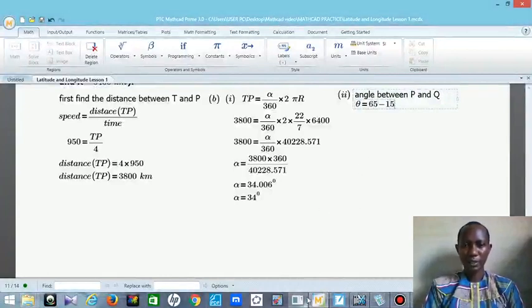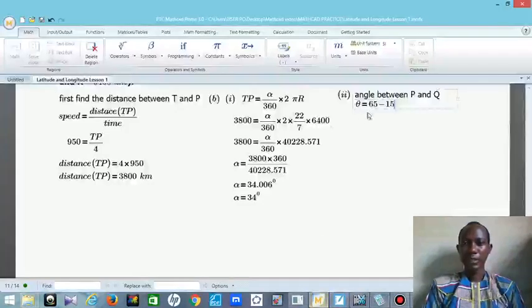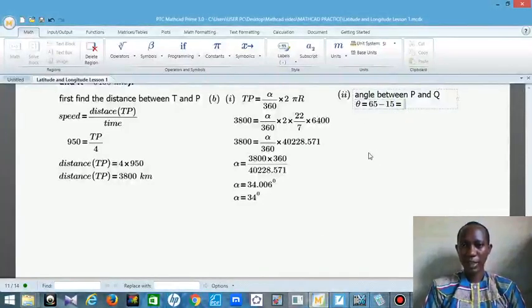Those are the two angles. 65 minus 15 will give us the angle between them. Take note of that. So 65 minus 15 will give us what? This one should not take our time. This one should be 50. This one is 50 degrees. Okay, so that is that.